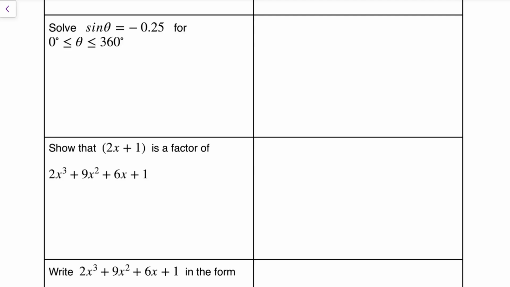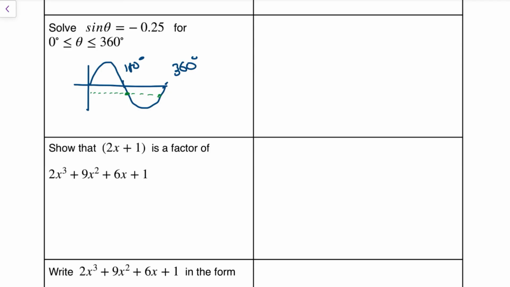Next question. Solve sine theta equals minus 0.25 for theta between 0 and 360. Okay, the sine graph looks like this. Minus a quarter is somewhere down here. Doesn't matter if it's exactly a quarter. The point is there are 2 solutions, and those solutions are between 180 and 360. Now you're probably going to know that anyway, but a nice little graph, just make sure you don't write down the wrong solutions.